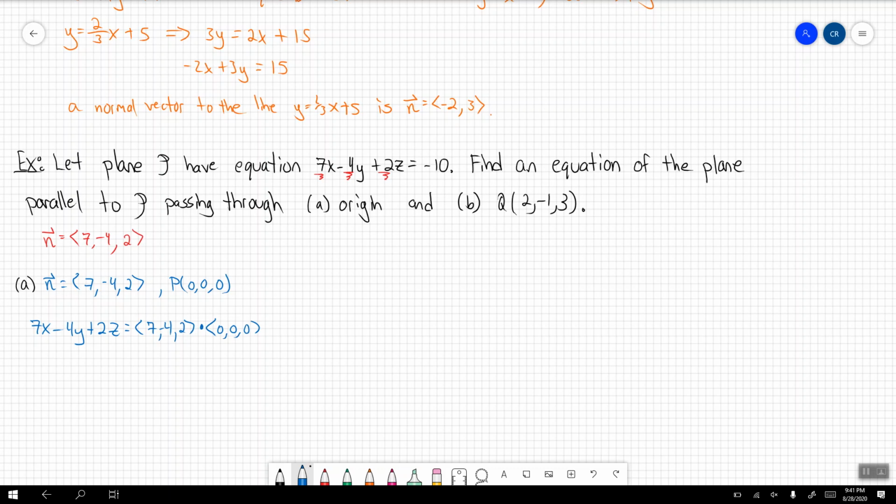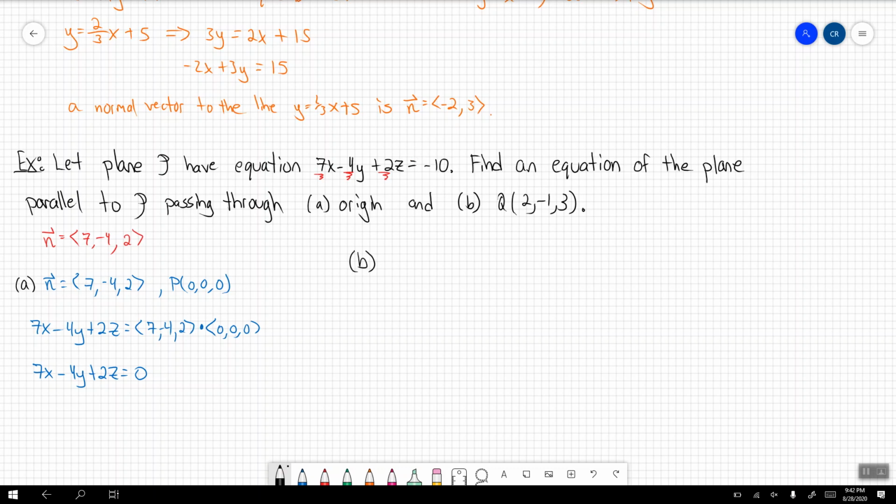So what's the equation of the plane? That's 7x minus 4y plus 2z is equal to 0. This is the equation of the plane that is parallel to the given plane, but this plane that we constructed goes through the origin. Awesome. Isn't that amazing? Loves this stuff.